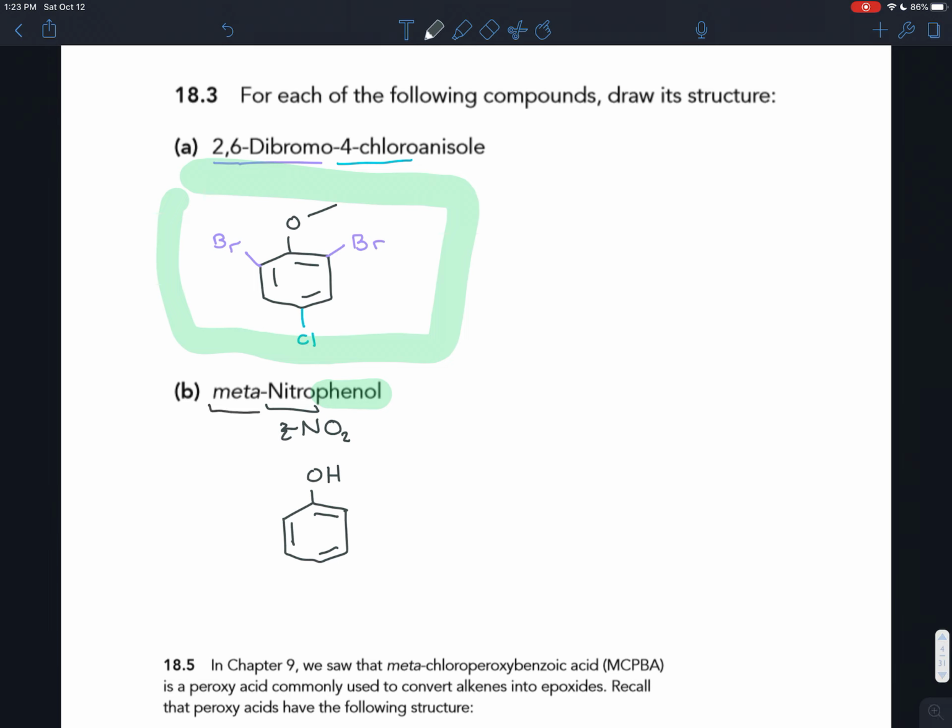And they're using one of those 3 prefixes, meta. Now remember, you have 3. You have ortho. Ortho means that the branches are coming off of 1 and 2. Meta, that means your 2 branches are coming off of 1 and 3. And para, that means the 2 branches are 1 and 4 away from each other. So here we have meta, so it's going to be 1 and 3.